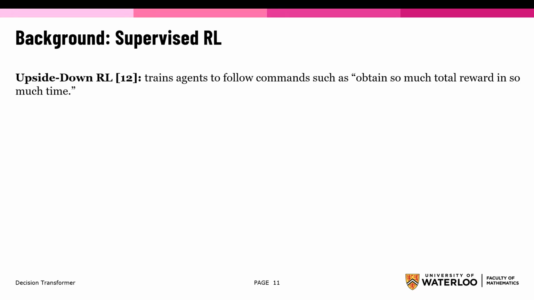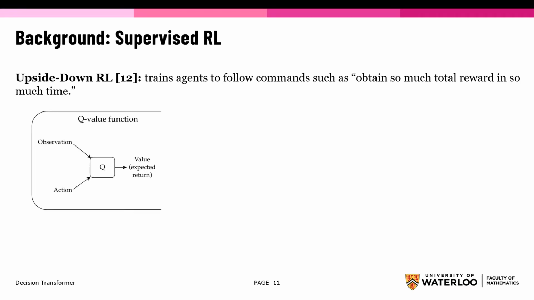Another very recent line of approach is trying to shift the perspective on how we approach RL problems in order to solve the issues that we see in deep RL algorithms or imitation learning. So the target now is, instead of training agents to maximize the rewards, we are training agents to follow commands such as obtain so much total reward in so much time. In other words, we are allowing the agent to use suboptimal trajectories, and through conditioning on the target returns of those trajectories, the agents should learn how to generate the actions in those trajectories that would give the target return that it was conditioned on at the beginning.